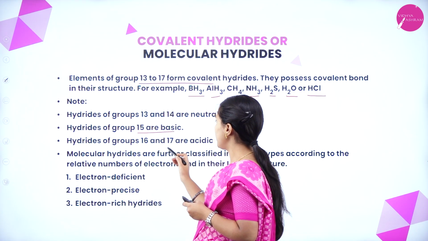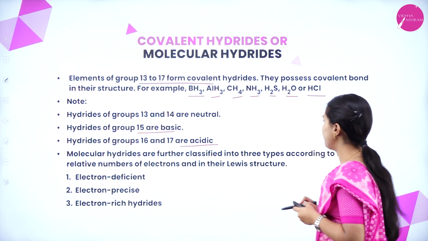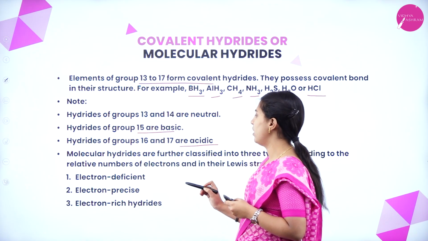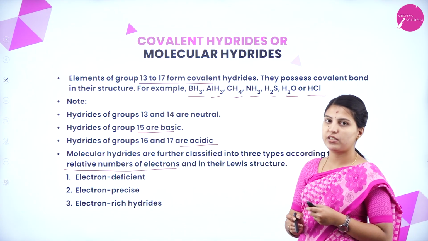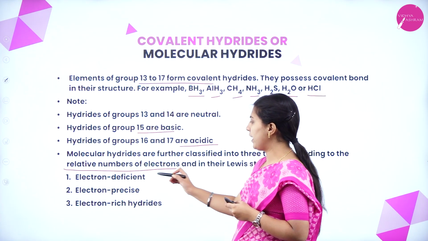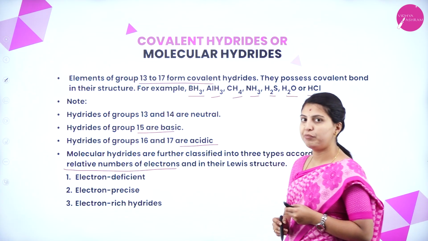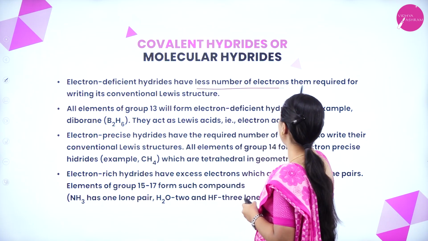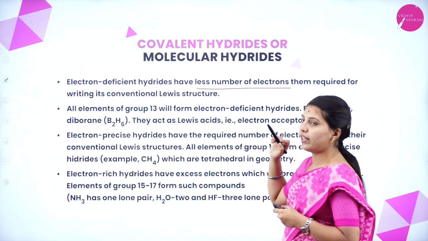Hydrides of group 16 and 17 are acidic. Molecular hydrides are further classified into 3 types according to the relative numbers of electrons in their Lewis structure. Based on that, electron deficient, electron precise and electron rich hydrides have been classified. Electron deficient hydrides have less number of electrons in them required for writing the conventional Lewis structure.